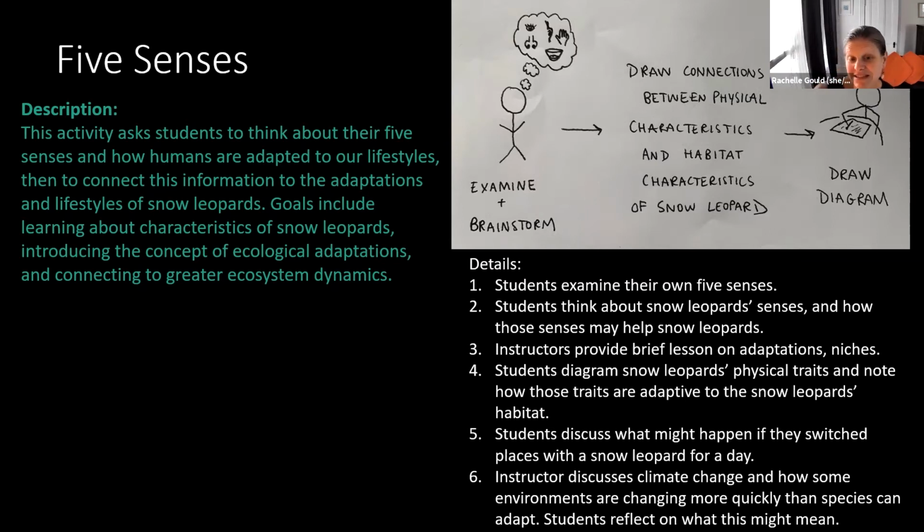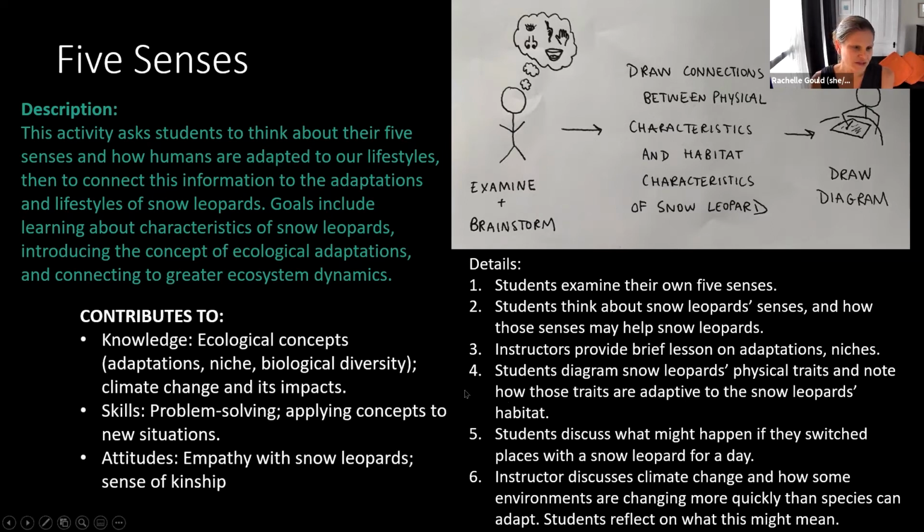So this big idea that some environments are changing more quickly than species can adapt to them. It's a big idea in climate change. So you could discuss this, share that. What does that mean? Maybe apply it to the case of snow leopards or whatever species you're focusing on. And students could reflect on what that might mean.